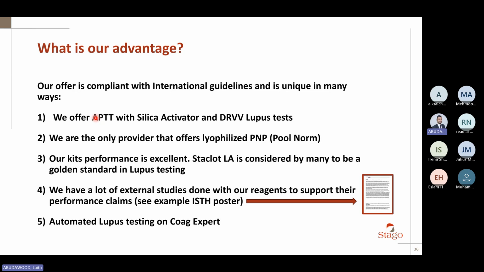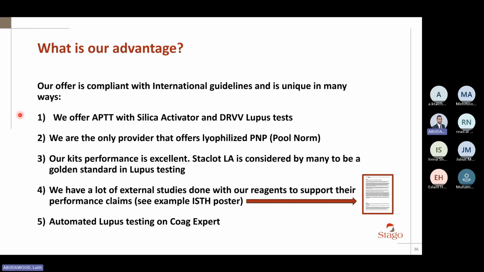APTT and DRVV, and for APTT Silica Activator, it's compliant with ISTH and CLSI recommendations for the composition of the lupus reagents, because ISTH clearly states that APTT should use a silica activator because it's the most sensitive to lupus presence. And the other type of assay should be DRVV. So this is point one.